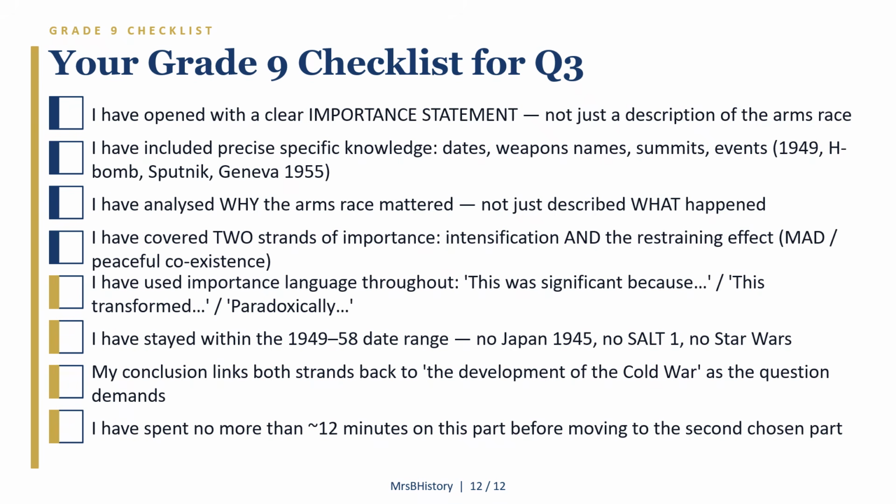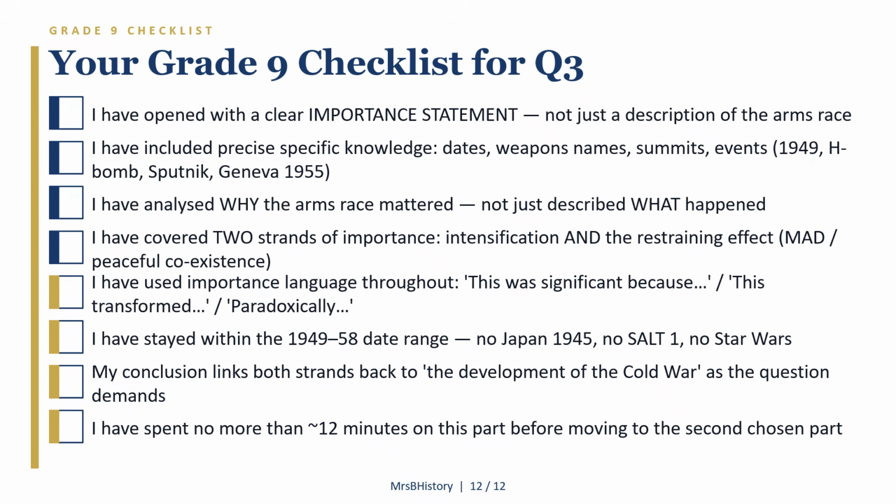So here's your grade 9 checklist. 1. Have I opened with a clear importance statement that answers why does the arms race matter? 2. Have I included precise specific knowledge such as 1949, H-bombs, the bomber gap, etc.? 3. Have I analysed why the arms race mattered and not just described what happens? 4. Have I covered 2 strands of importance, i.e. intensification and the restraining effect of MAD and peaceful coexistence? 5. Have I used importance language throughout? This was significant because, this transformed, or paradoxically.